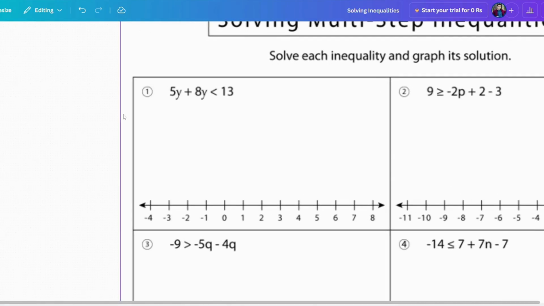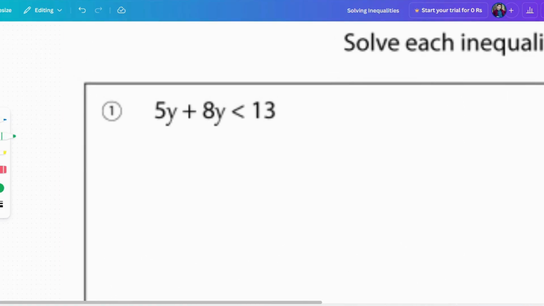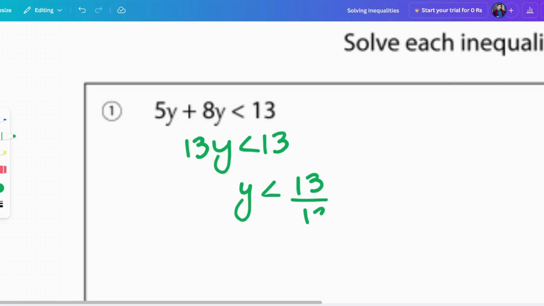The first question is 5y plus 8y is less than 13. As you can see, 5y and 8y are like terms, so we will add them together, and that will be equivalent to 13y is less than 13. For this one, I will divide both sides by 13. So I will get y is less than 13 divided by 13. So y is less than 1.